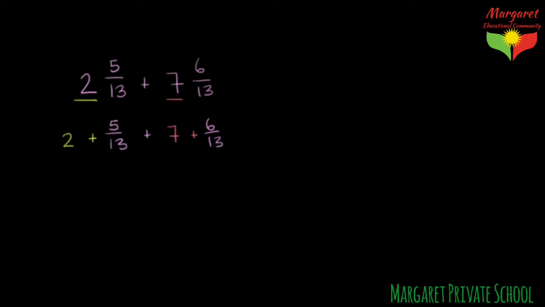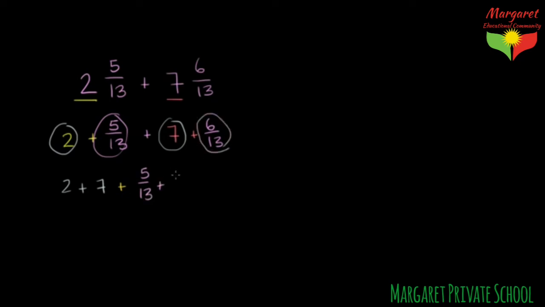And then what I like to do is I like to add the whole number parts. So this 2 plus this 7. So I'll do the 2 plus 7 over here. I'll add those up, and to that I will add the fractional parts. So to that I will add the 5 thirteenths to the 6 thirteenths.